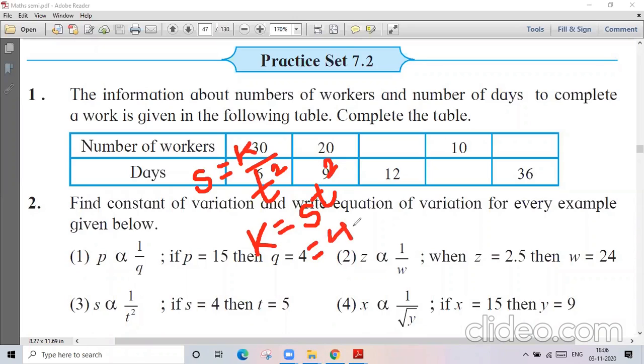t किती आहे, t is 5. पण 5 घ्यायचा का नाही, 5 चा तुम्हाला स्क्वेअर घ्यायचा, स्क्वेअर ऑफ 5, that is 25. Square of 5 is equal to 25. So your answer will be 4 into 25.